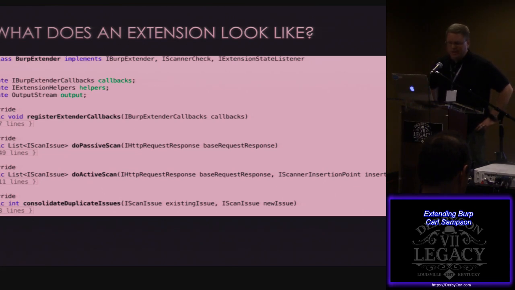There's IScannerCheck, which is what we're going to talk about today, which is the scanning interface for extensions. There's doPassiveScan and doActiveScan, and then consolidateDuplicateIssues. We'll talk about doPassiveScan and doActiveScan more in detail. consolidateDuplicateIssues is just for when you have multiple issues with the same title, it'll consolidate them into one, like you expect in the Target tab in Burp.